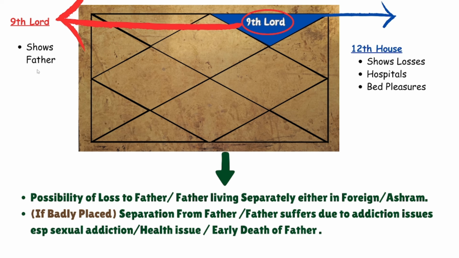And if it is very badly placed, then there can be separation from father for long periods of time, either because your father is going for work, or because your father is hospitalized. Or there is some addiction, maybe alcohol, drugs, or because the 12th house is the house of bed pleasures, we can also see sexual addiction, health issues. So, any of these things is possible. To be precise, we need to see more details.